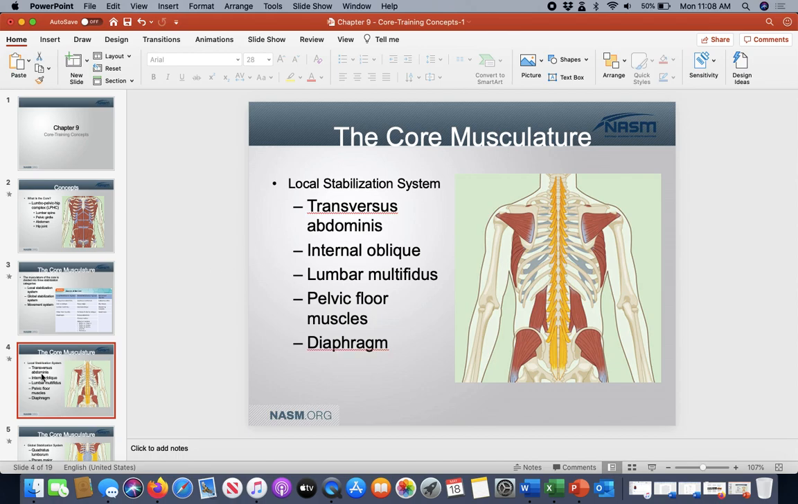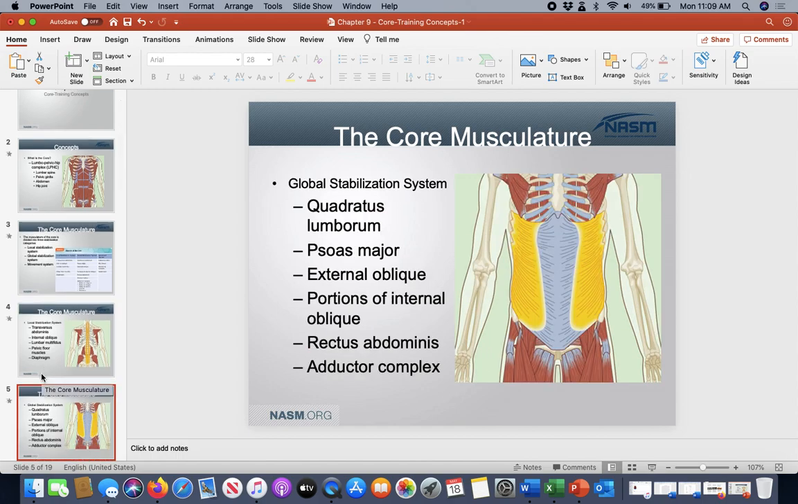All right. The global stabilizers, we're talking about the quadratus lumborum, or the QL as sometimes referred to. Again, more external muscles, the psoas group.